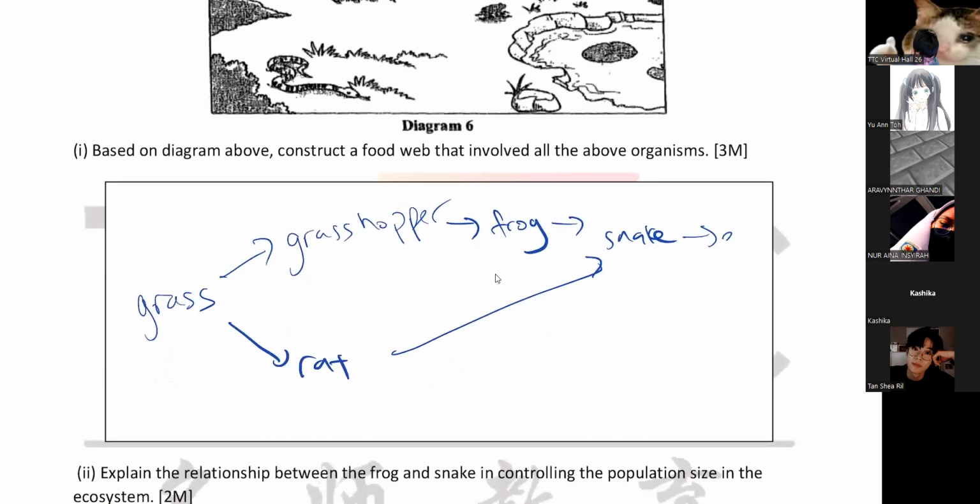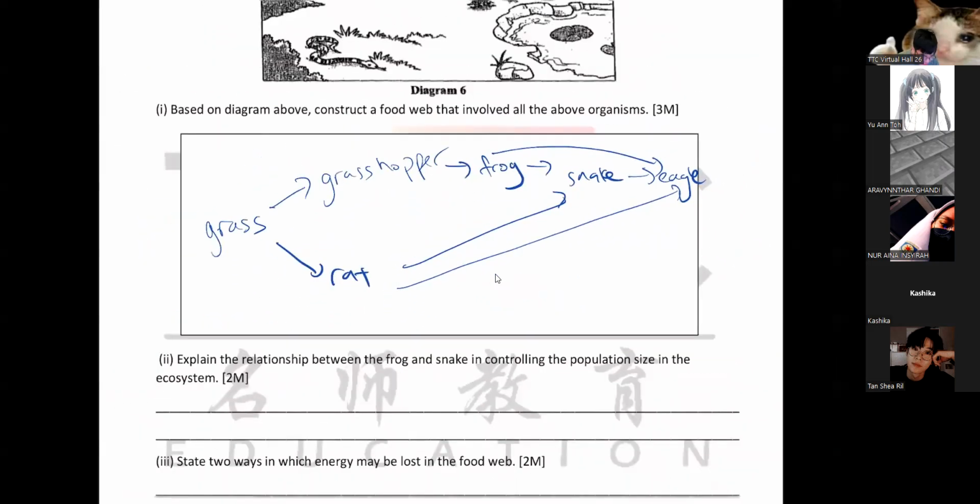And your snake will be eaten by your eagle. Wait, I think rat will be eaten by eagle also. Frogs will be eaten by eagle also. Yeah, so I think eagle eats everything lah. Eagle eats everything. So I think that's okay lah. I know my food web is quite ugly lah, but you get the point. All right.